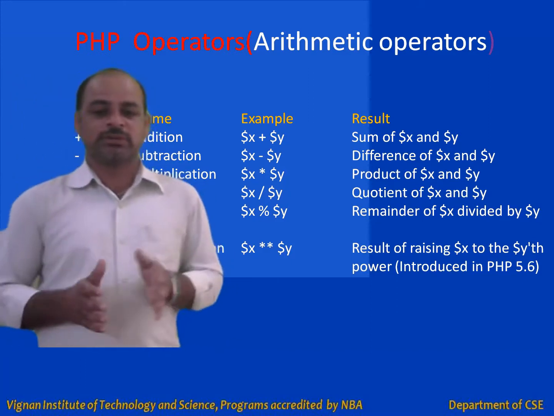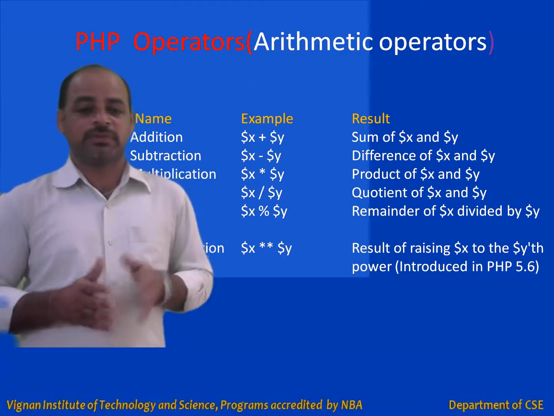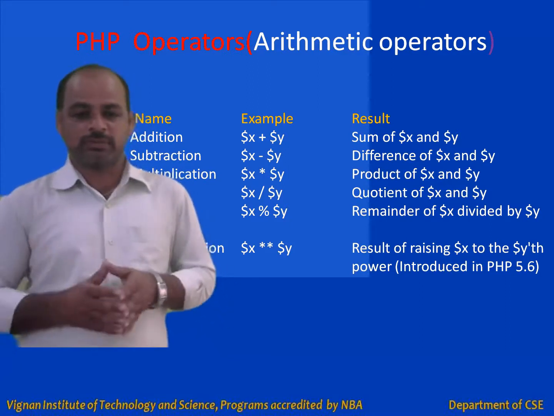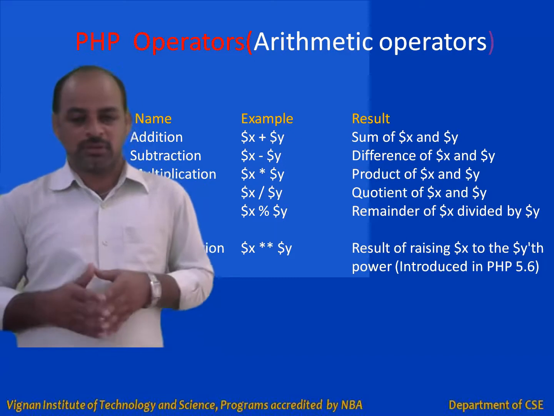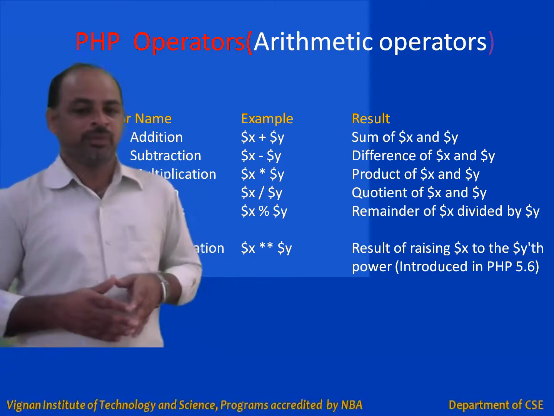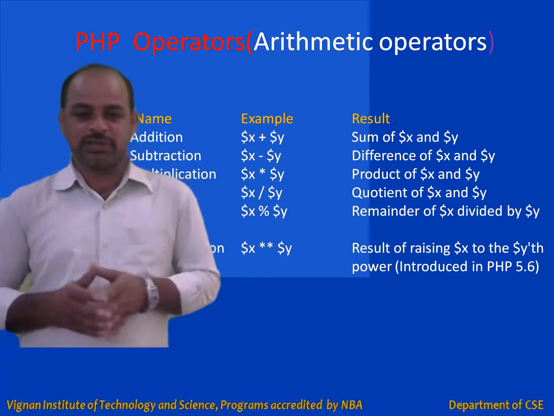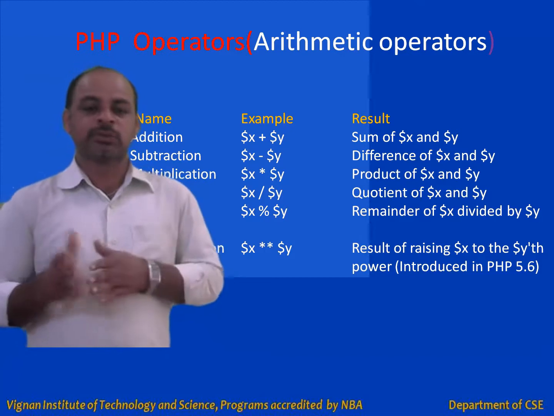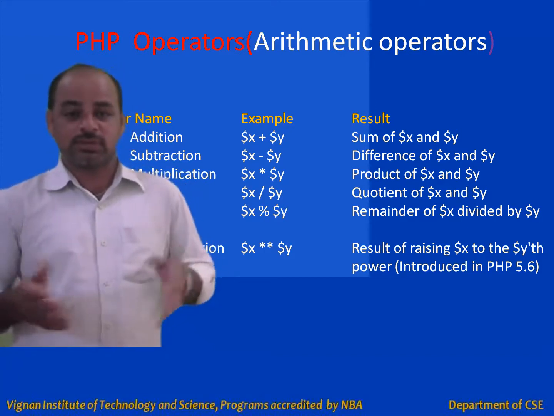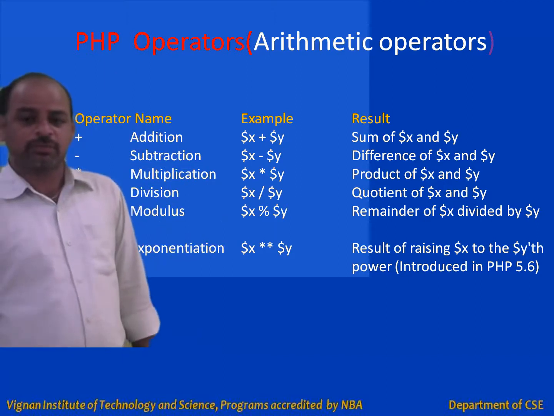Similarly, we have the exponential operator. This exponential operator performs exponential operations. For example, if x and y are two variables, x star star y is the result of raising x to the power of y. Suppose x value is 2 and y value is 3, it will calculate 2 to the power of 3, so the result will be 8. So these are the various arithmetic operators.